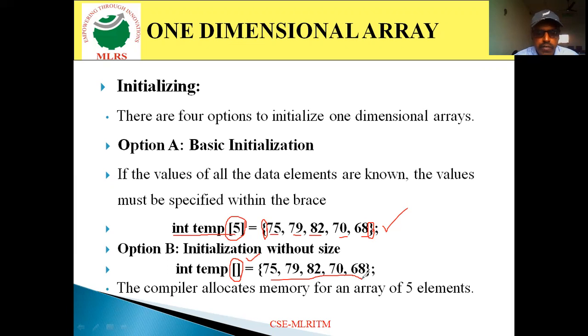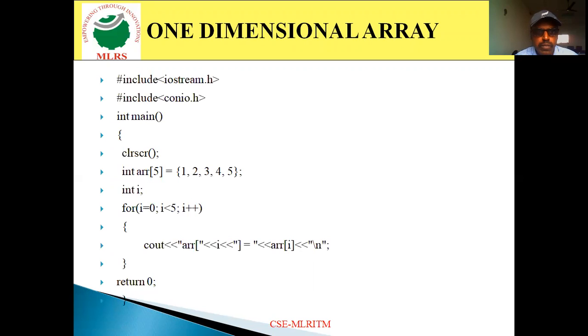Even if the size of the array is not specified, these values 75, 79, 82, 70, and 68 will be stored in contiguous memory locations of the temp array variable. This is the way the memory allocates the values, that is, the memory is used to store the list of values. Come to the example.